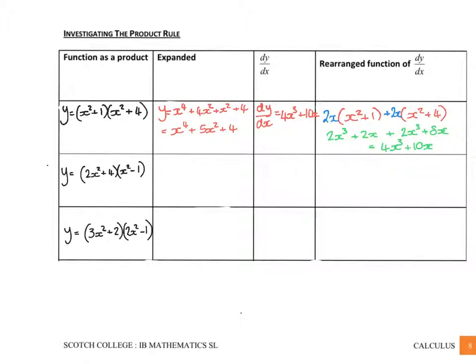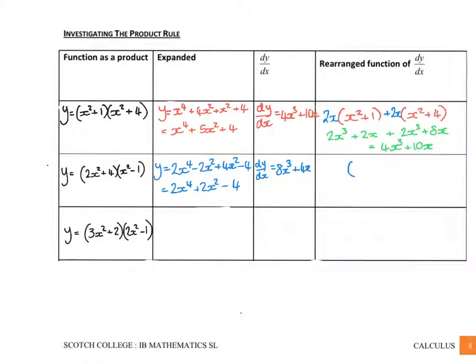Okay, let's go do another one. Y equals, expanding this out, I would get 2x to the power of 4 minus 2x squared plus 4x squared minus 4. That is 2x to the 4 plus 2x squared minus 4. The derivative dy dx would be, bring down the power, 8x cubed plus 4x, and that minus 4 would disappear in the derivative.